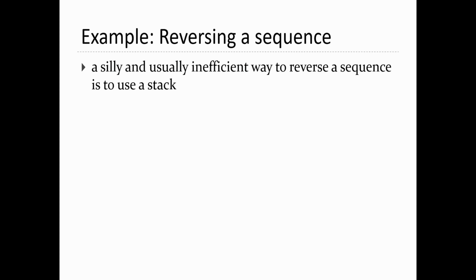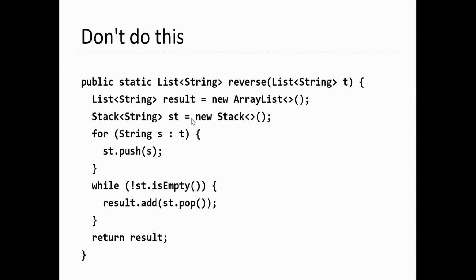Okay, so as an example of using a stack, I'm just going to reverse a sequence. I'm going to use the fact that the first element that you push onto the stack is the last one to come out. You shouldn't do it this way, there are much more efficient ways to do this. So I'm going to reverse a list of strings t, and I'm going to return the reversed list. I don't want to permanently modify t. I want to give back the caller a version of the list with the elements in the reverse order.